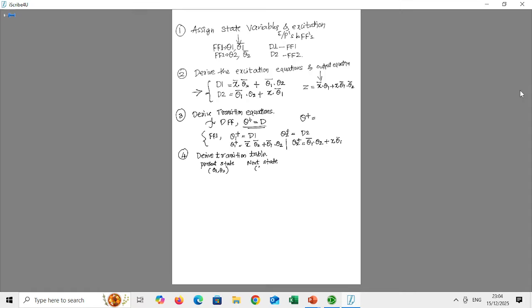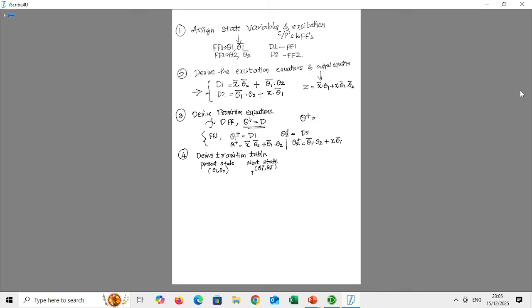So next state is again represented by two variables, Q1 plus and Q2 plus. The next state does not depend only on the present state like in the counters. The next state depends on the present state and also the inputs, because input is also part of the transition equations. So that's why if input is a single variable, we have to write the next state for each value of the input variable.